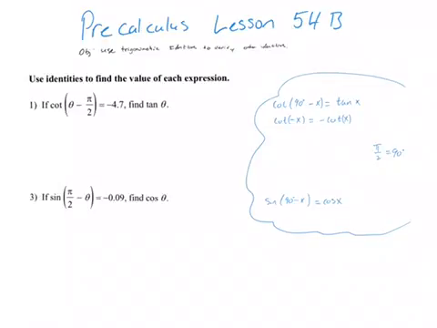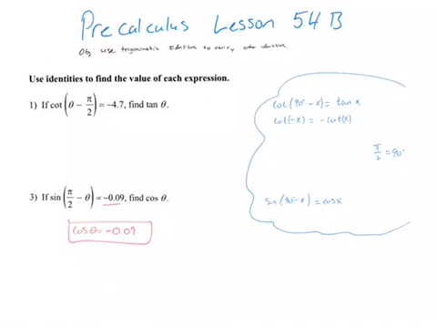So we remember from yesterday's that if I have sine of 90 degrees minus x, that's the same thing as cosine of x. Well, I'm also remembering here that pi over 2 radians is the same thing as 90 degrees. So this is saying the same thing as this. So what is cosine of theta? Well, cosine of theta is just simply equal to that, negative 0.09. That's not too bad.